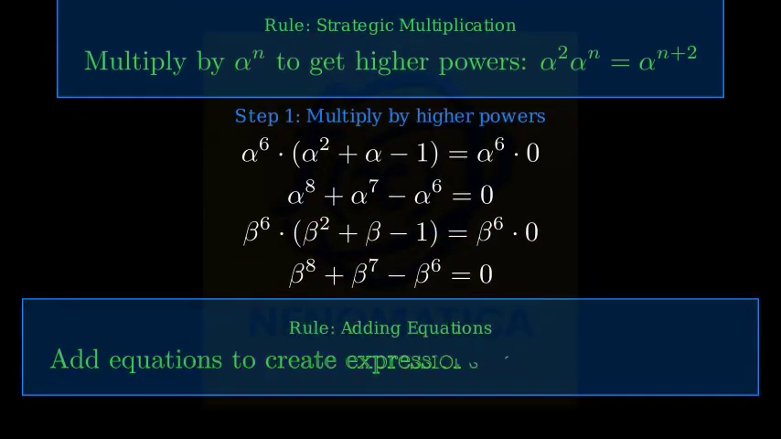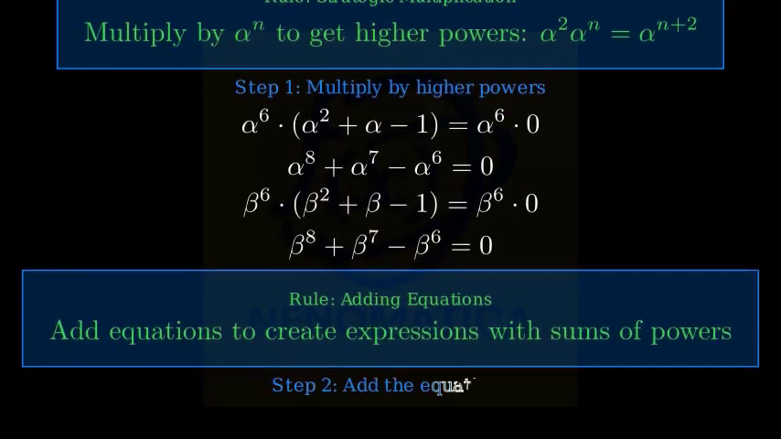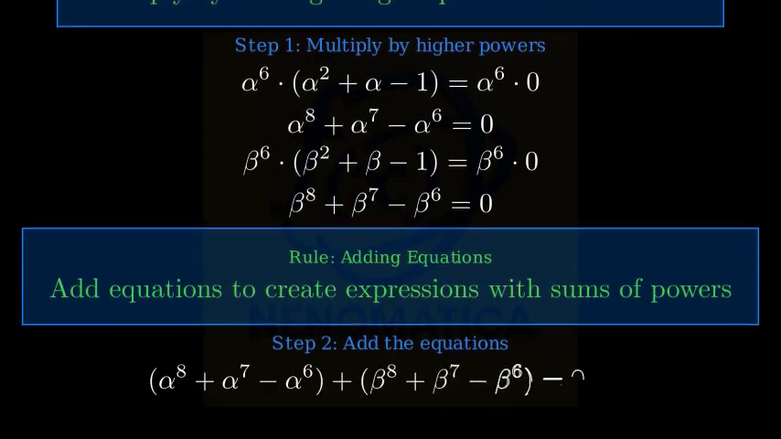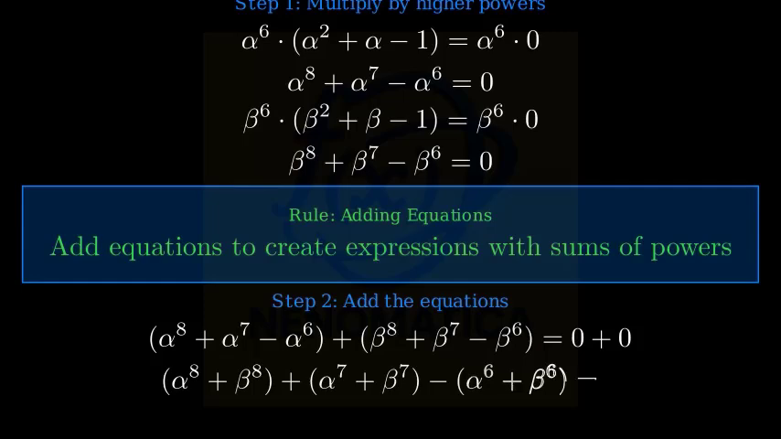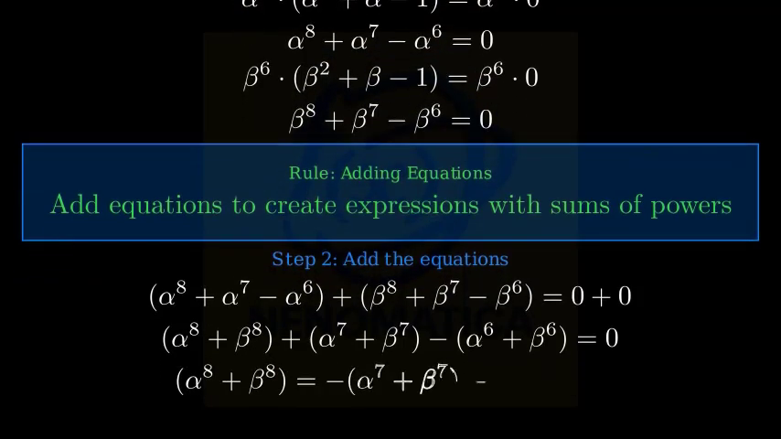When we add them, we get alpha to the 8th power plus beta to the 8th power plus alpha to the 7th power plus beta to the 7th power minus alpha to the 6th power minus beta to the 6th power equals 0. Let's rearrange this to isolate what we're looking for. Alpha to the 8th power plus beta to the 8th power equals minus the quantity alpha to the 7th power plus beta to the 7th power, plus the quantity alpha to the 6th power plus beta to the 6th power.